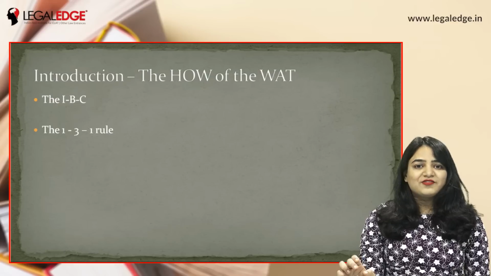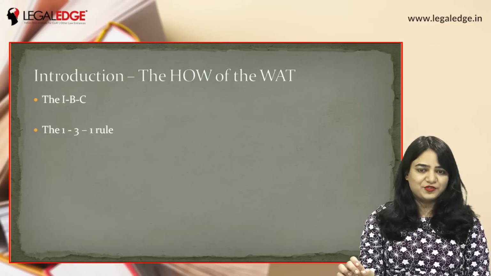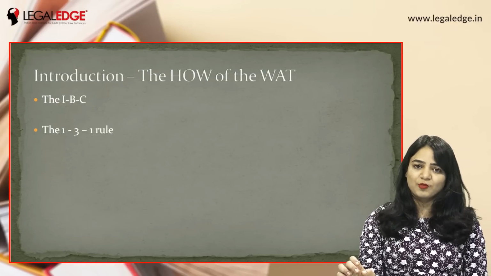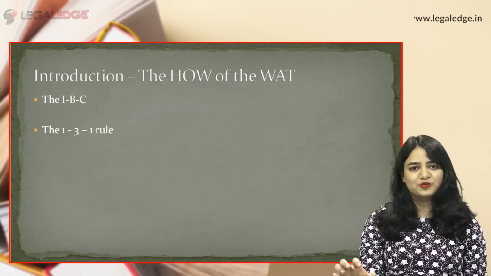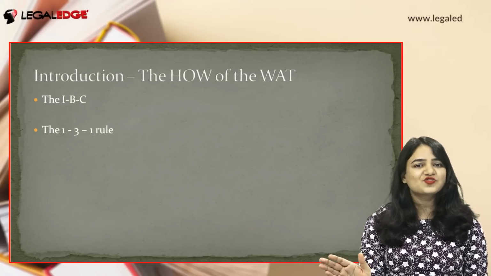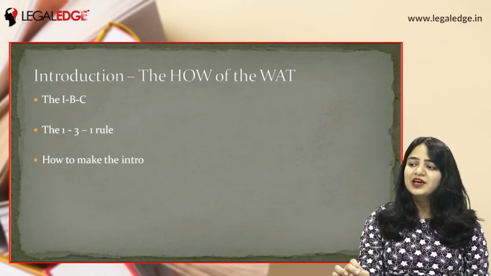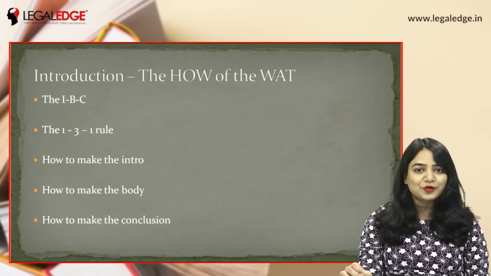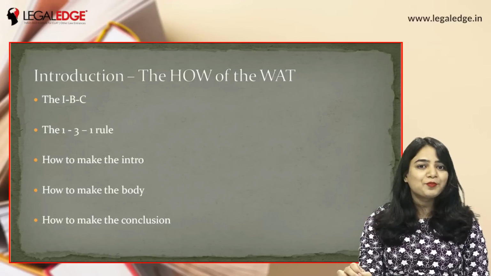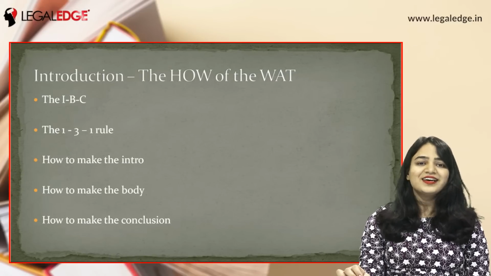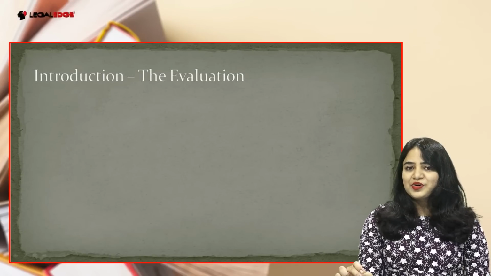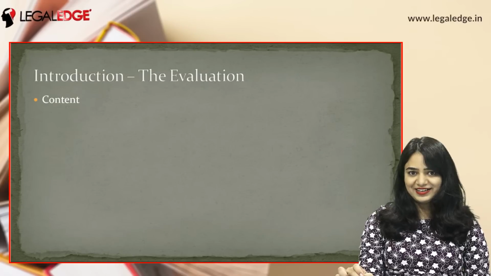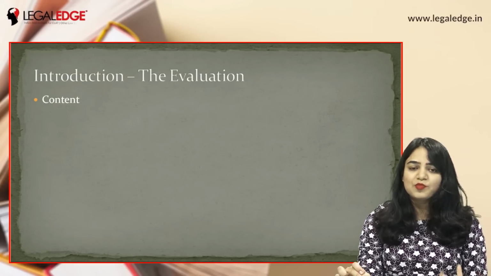So the 1-3-1 rule: 1 paragraph for introduction, 3 paragraphs for body, and 1 paragraph for conclusion. This is a suggested structure that you can follow. So how to make the intro, and how to make the body, and how to make the conclusion? These are the questions that are popping in your mind right now, right? Let us answer them. So content, of course, that is the most important thing.